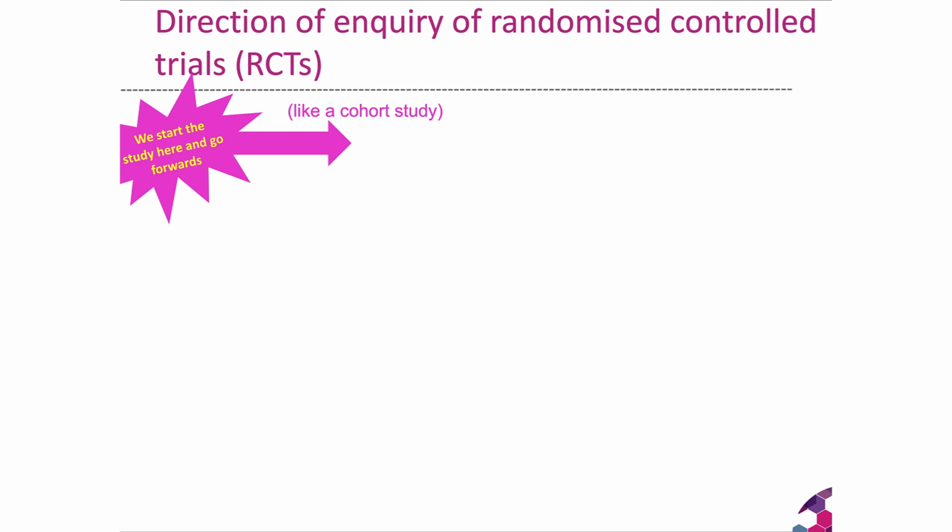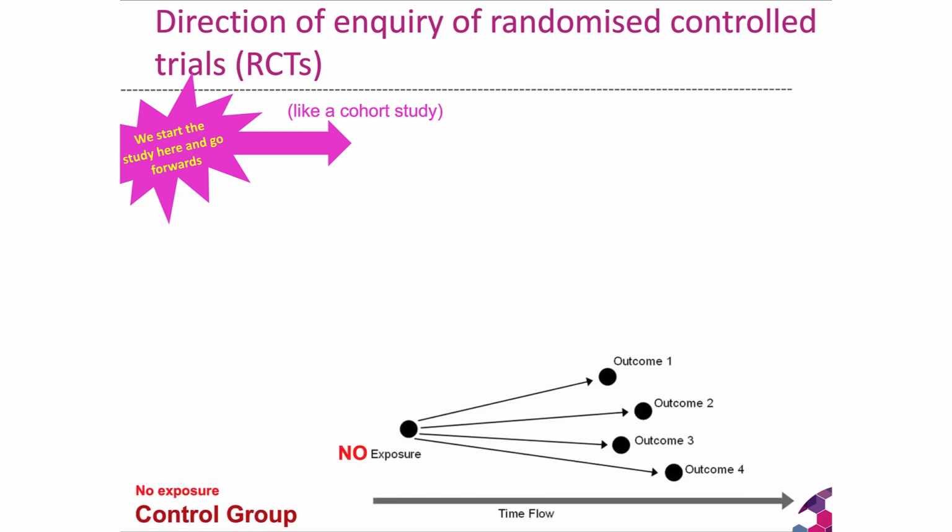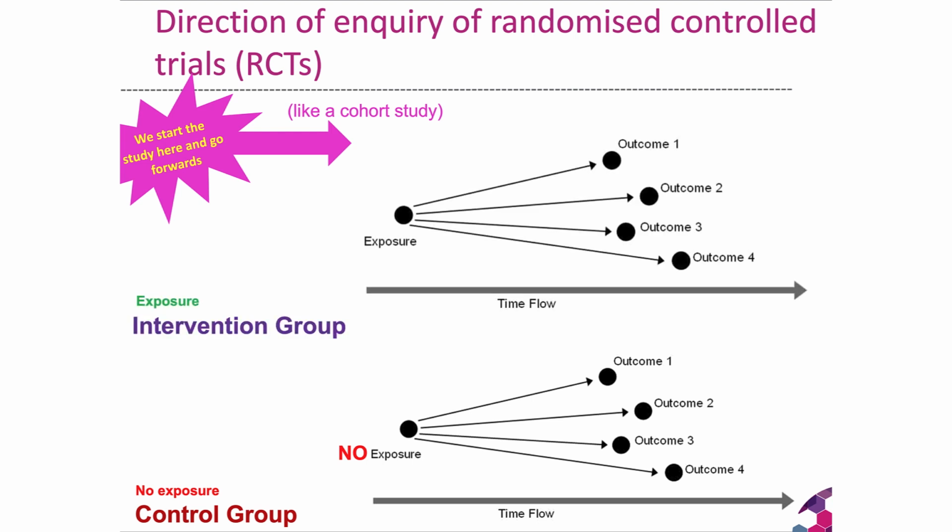Just like cohort studies, randomized controlled studies start, then move forward in time. We start with a control group and we have an intervention group, and the control group is the no exposure group and the intervention group is the exposure group. The control group is not given an exposure, the intervention group is given an exposure, and we follow both groups up over time. And we think about bias and confounding factors.